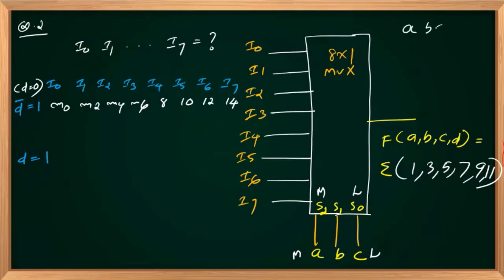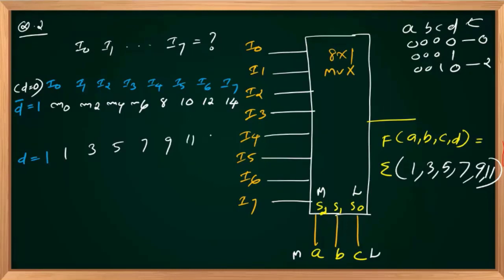A, B, C, D. D is the LSB, so D equal to 0 implies all even minterms, 0, 2, etc. up to 14. Right. Okay, many of you answered. Very good. D equal to 1 implies all minterms with the odd number. So 1, 3, 5, 7, 9, 11, 13, and 15. Then circle the required minterms. They are 1, 3, 5, 7, 9 and 11.